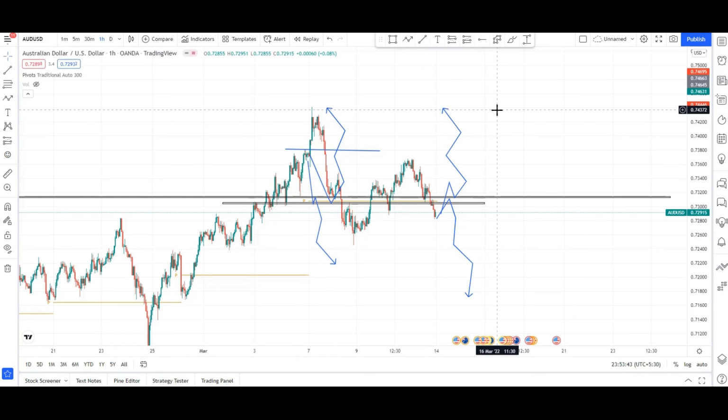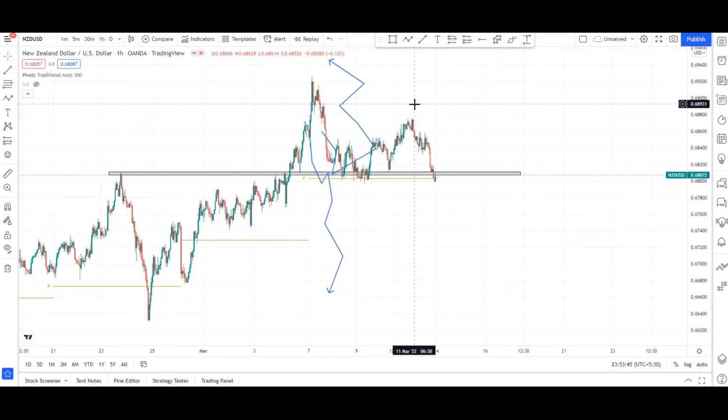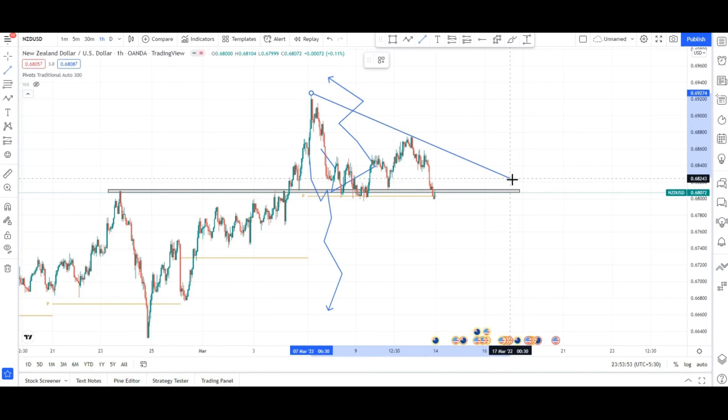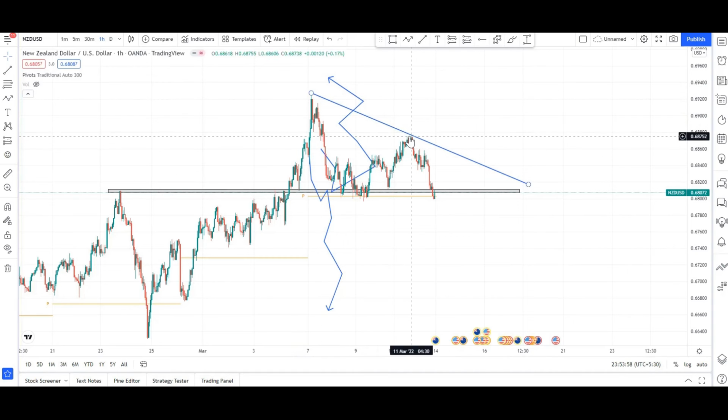Okay guys, we can see the next major pair, that is New Zealand dollar versus US dollar. Right now it is continuously consolidating. This is one of the major trend lines which is acting as a resistance. You can see here it acted as a resistance. Right now it came downside and broke the supporting area, but still it will come upside, then take support somewhere here. You have to take your position here only.